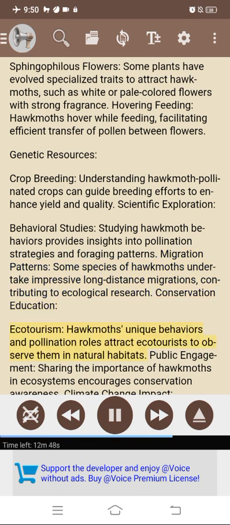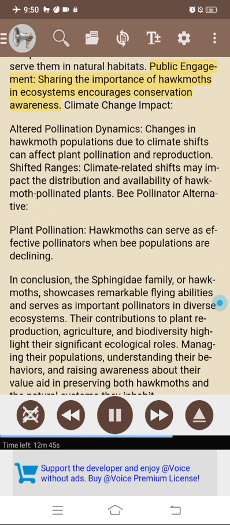Conservation education. Ecotourism. Hawk moths' unique behaviors and pollination roles attract ecotourists to observe them in natural habitats. Public engagement. Sharing the importance of hawk moths in ecosystems encourages conservation awareness. Climate change impact. Altered pollination dynamics. Changes in hawk moth populations due to climate shifts can affect plant pollination and reproduction. Shifted ranges. Climate-related shifts may impact the distribution and availability of hawk moth pollinated plants.